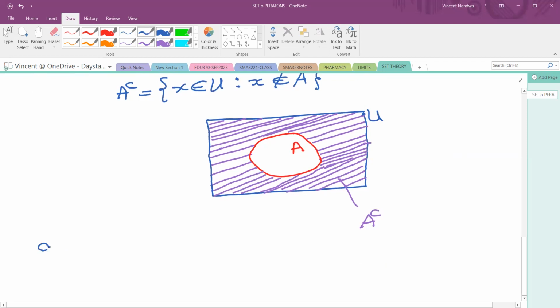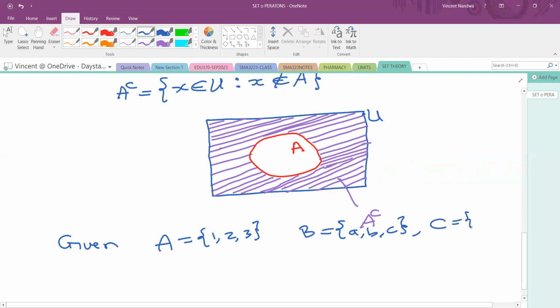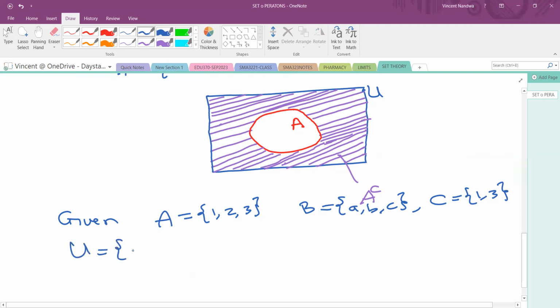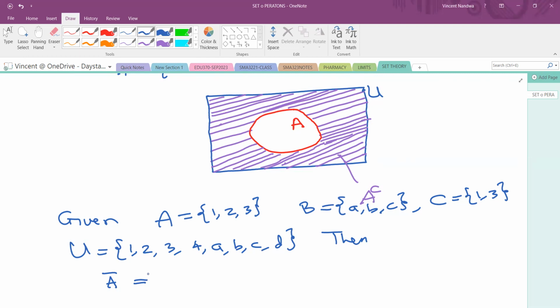So another example, given A is a set 1, 2, 3, and B the set A, B, C, and say C is a set 1, 3, and we have a universal set 1, 2, 3, 4, A, B, C, D, then A complement means we pick all the elements which are in this universal set U that are not 1, 2, and 3. So we'll have 4, A, B, C, D.